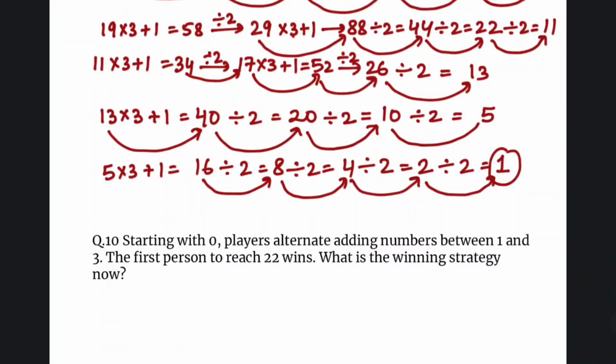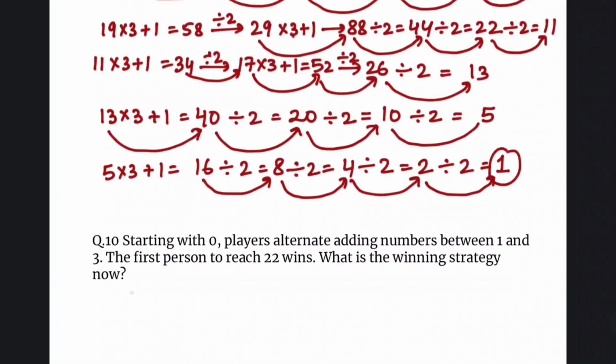Starting with 0, players alternate adding numbers between 1 and 3. The first person to reach 22 wins. What is the winning strategy? Now start first and always add numbers so that the total after your turn is 1 less than a multiple of 4.